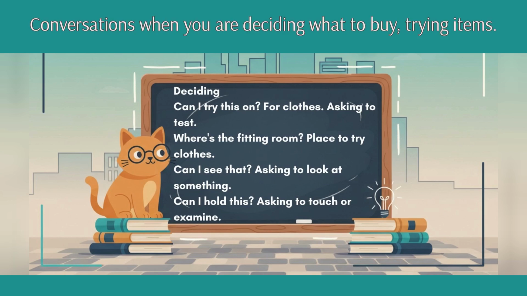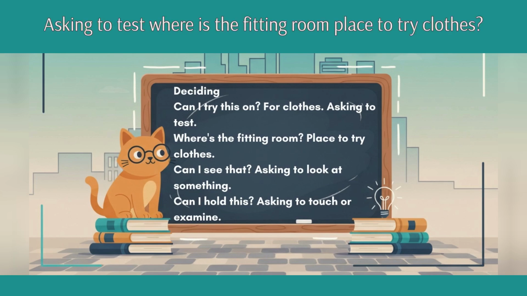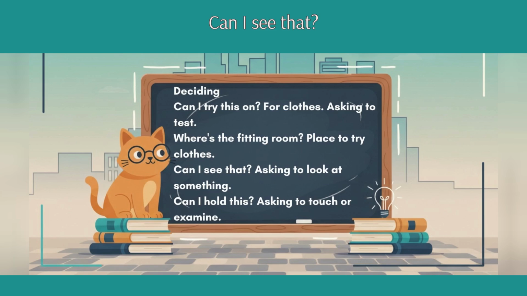Conversations when you are deciding what to buy. Trying items. Can I try this on? For clothes. Asking to test. Where is the fitting room? Place to try clothes. Can I see that? Asking to look at something. Can I hold this? Asking to touch or examine.